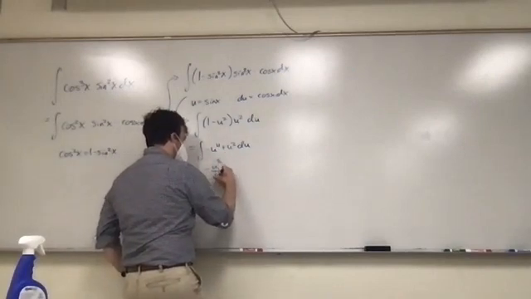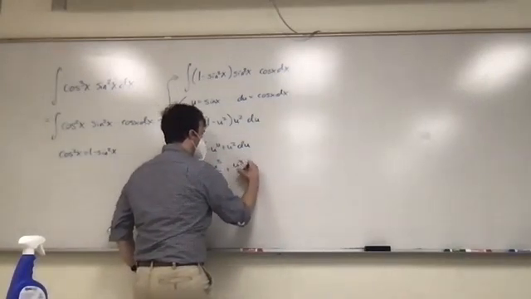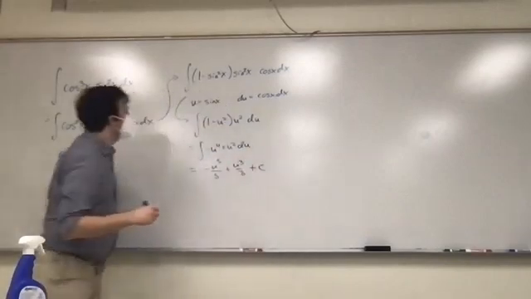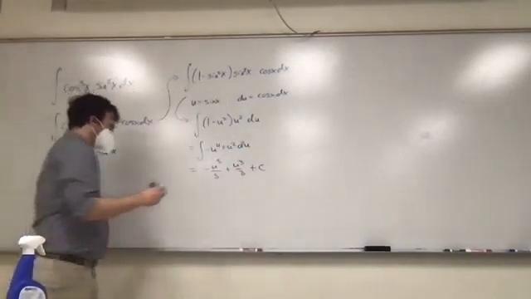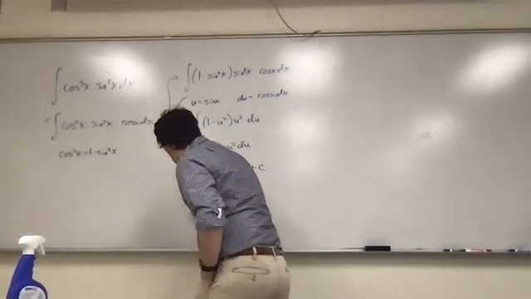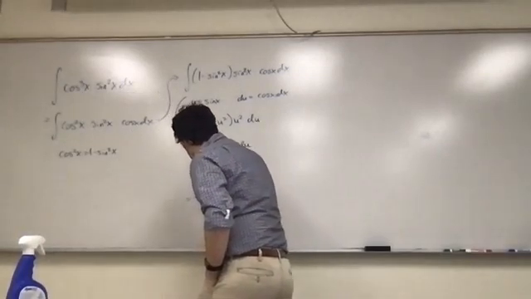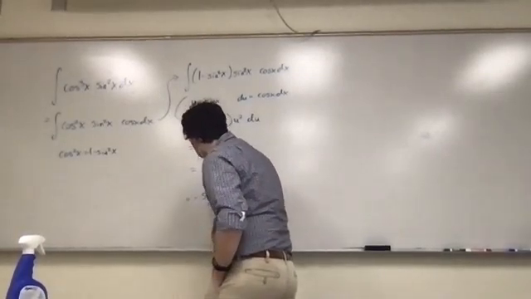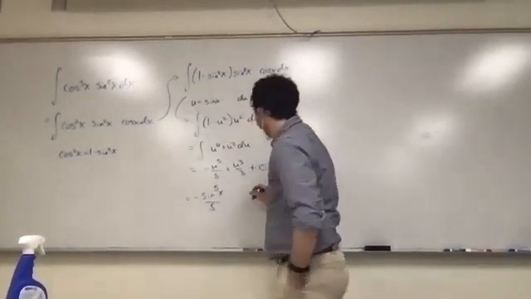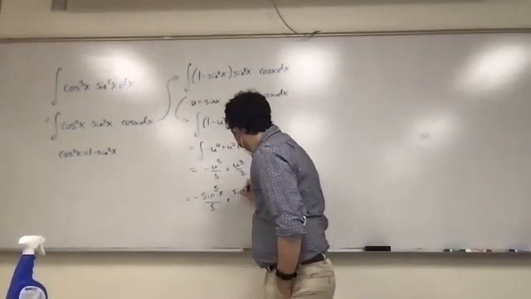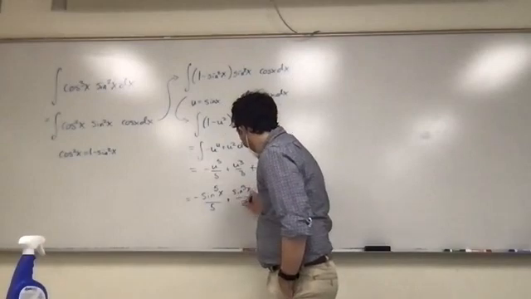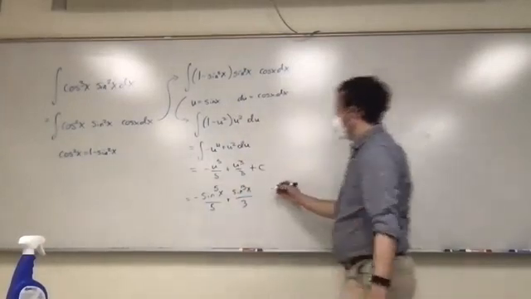Negative u to the 5th over 5 plus u cubed over 3. And u was sine. So we get negative sine to the 5th x over 5 plus sine cubed x over 3 plus C.